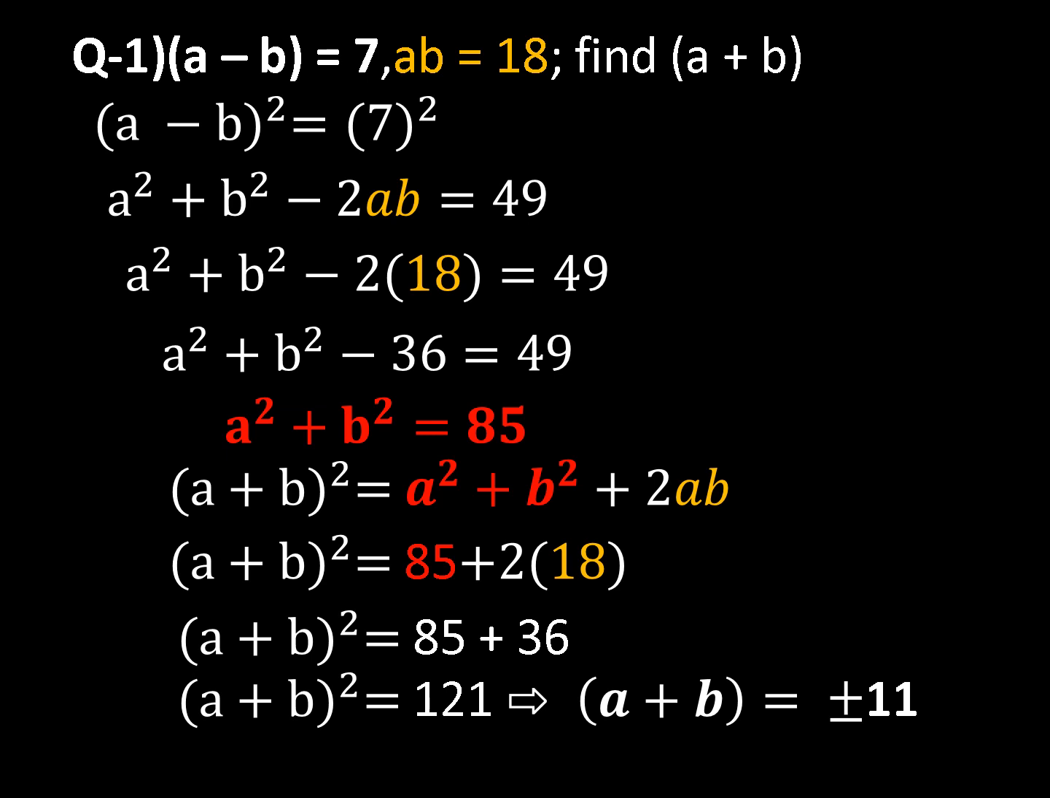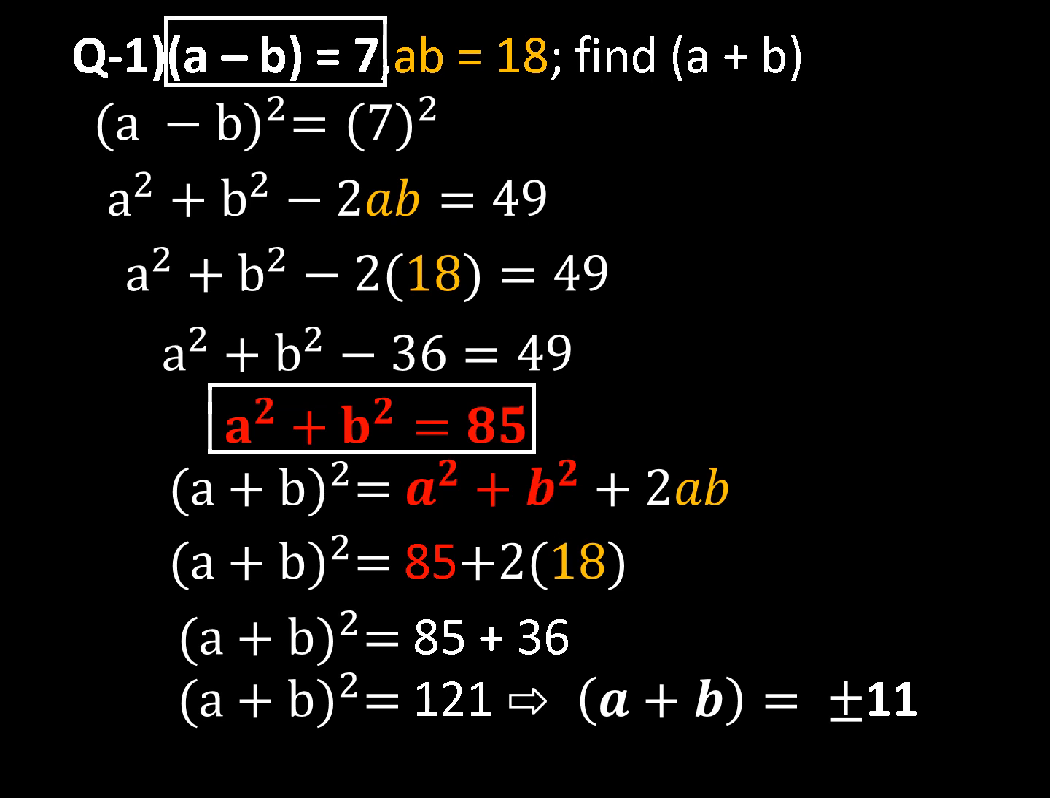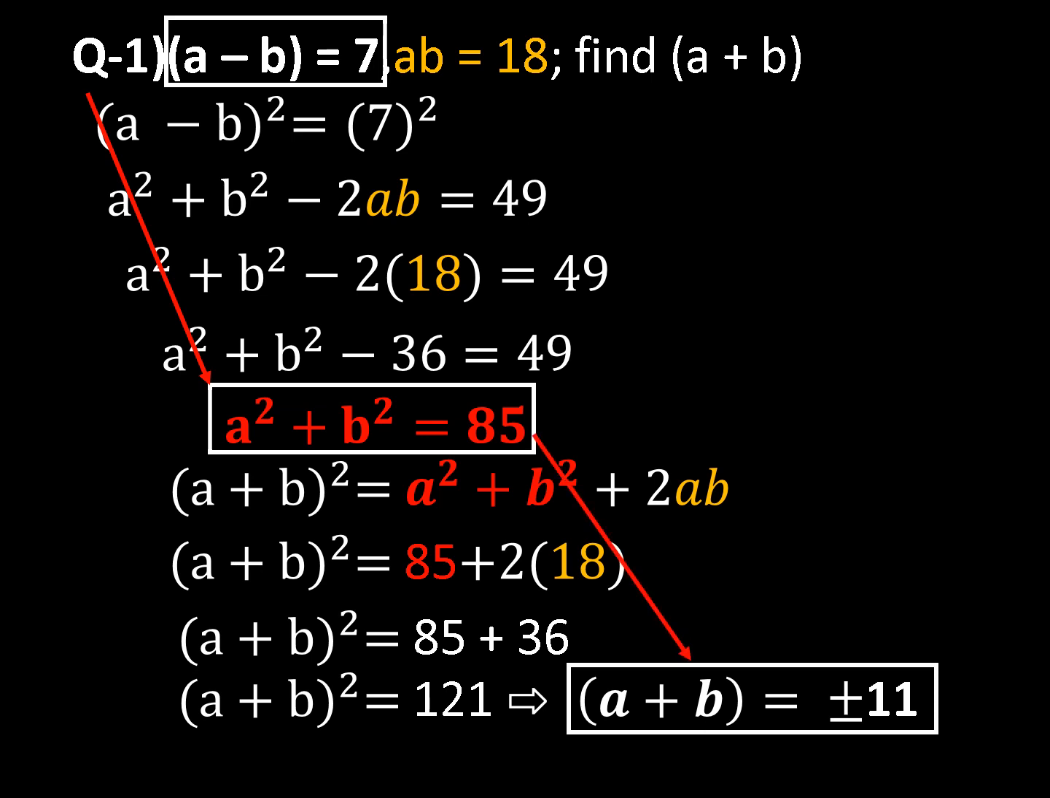Taking square root on both sides, we will get the value of a plus b, that is plus or minus 11. Now how do we understand this? This is what was given, that was a minus b was given. From that, first we find a square plus b square, and using a square plus b square we find a plus b. That is a minus b to a square plus b square and a square plus b square to a plus b.